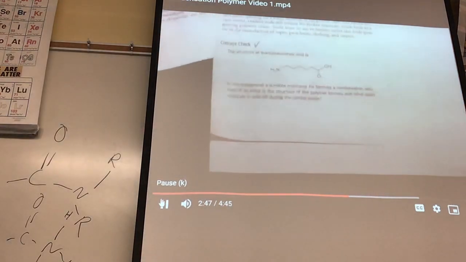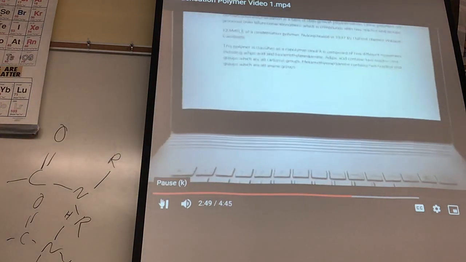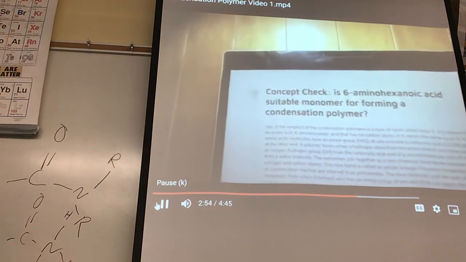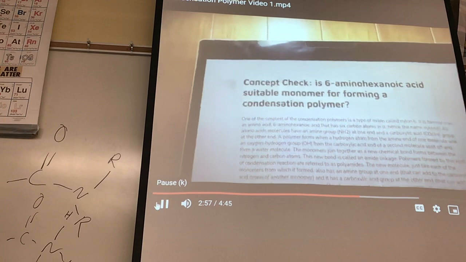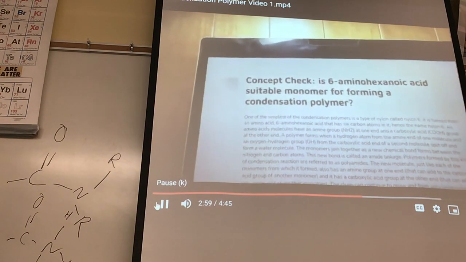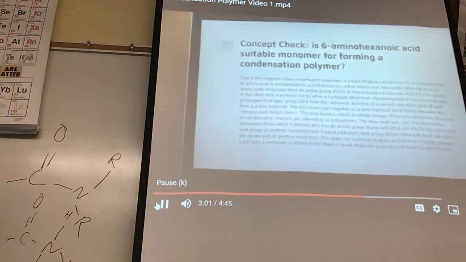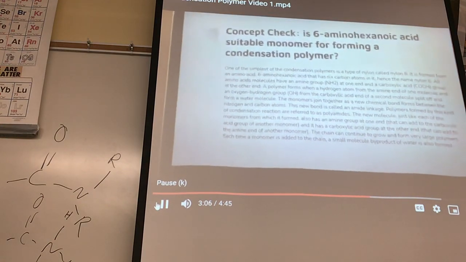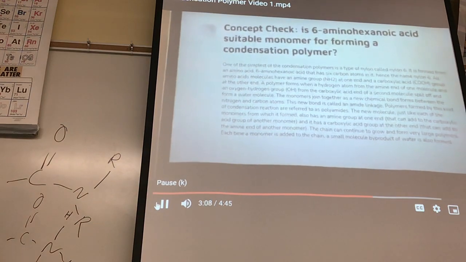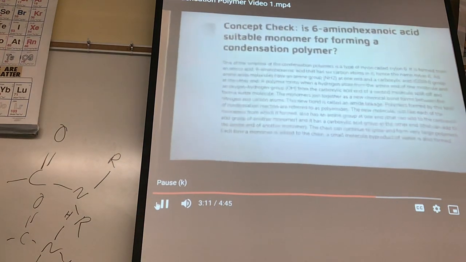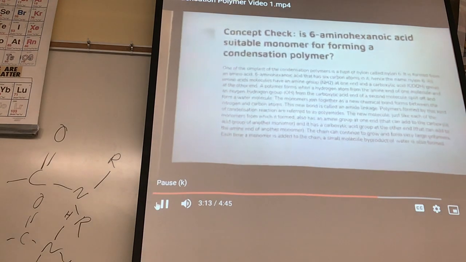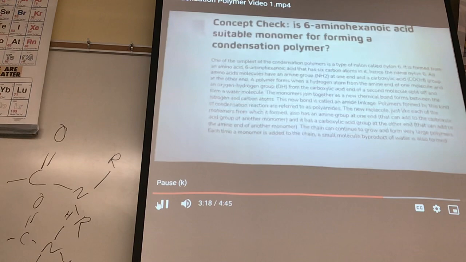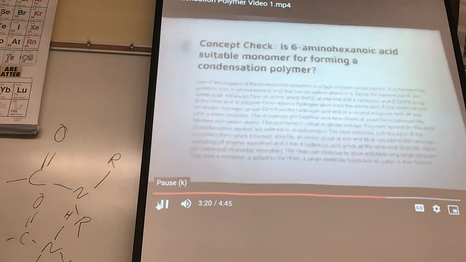And let's go to the concept chat. So is 6-aminohexanoic acid a suitable monomer for forming a condensation polymer? The answer is yes. One of the simplest of the condensation polymers is a type of nylon called nylon 6. It is formed from an amino acid, 6-aminohexanoic acid, that has 6 carbon atoms in it, hence the name nylon 6.